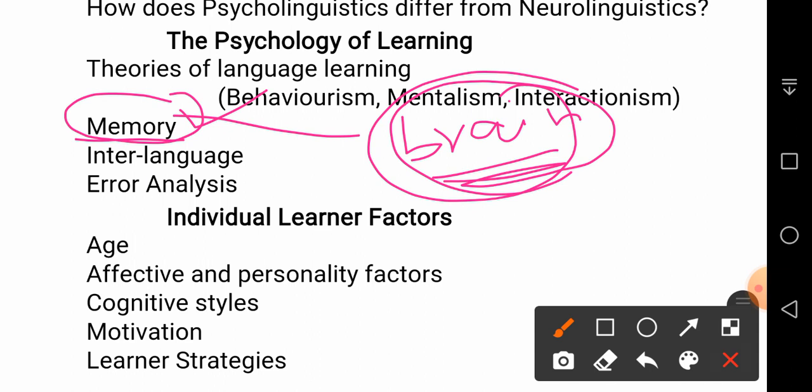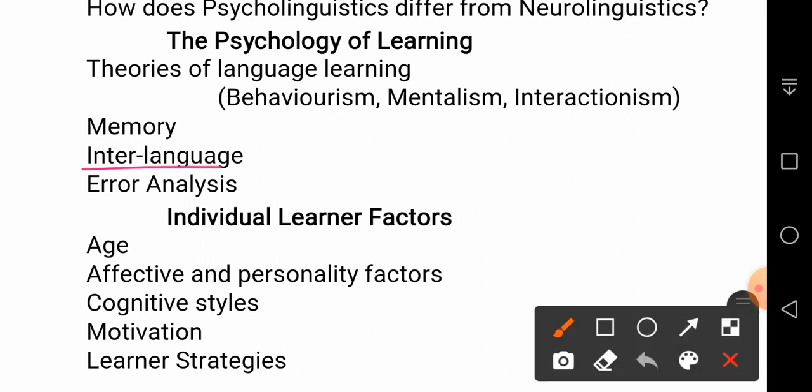So what is the notion of interlanguage? This is another variable, interlanguage. When you have already learned your mother tongue and now you are going to learn a second language, the stage that is in between is known as interlanguage, where the systems of your mother tongue are impacting your second language learning.